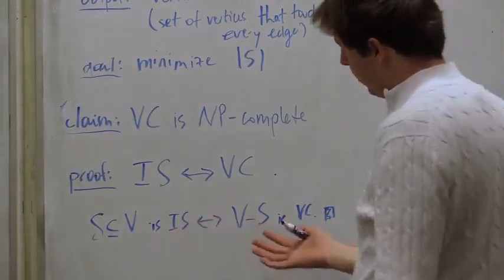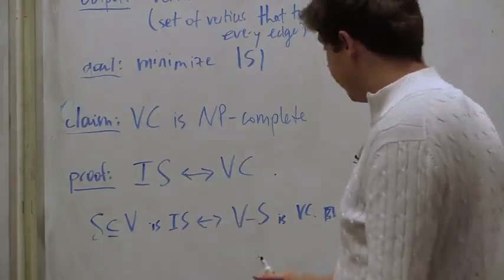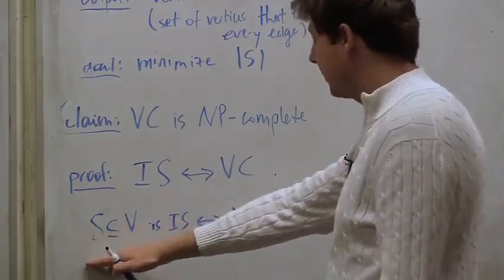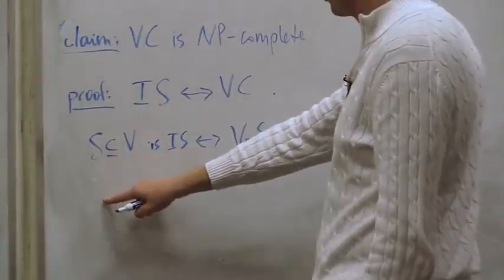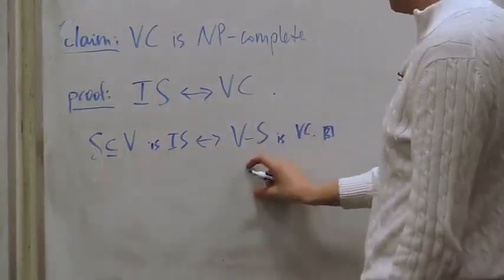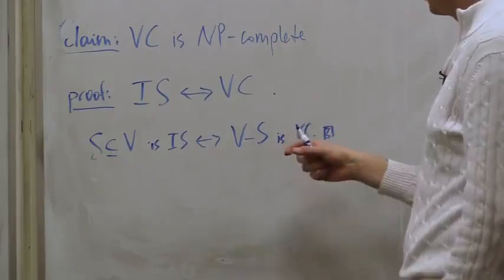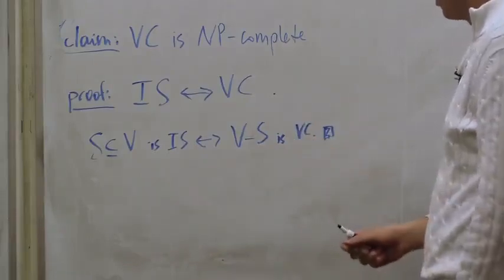Let's just go through both directions of the statement. Suppose that S is not an independent set, so it means that there exist two vertices in S that share an edge. Well, when I take its complement, there will be an edge neither of whose vertices is contained in this set, so it's not a vertex cover.